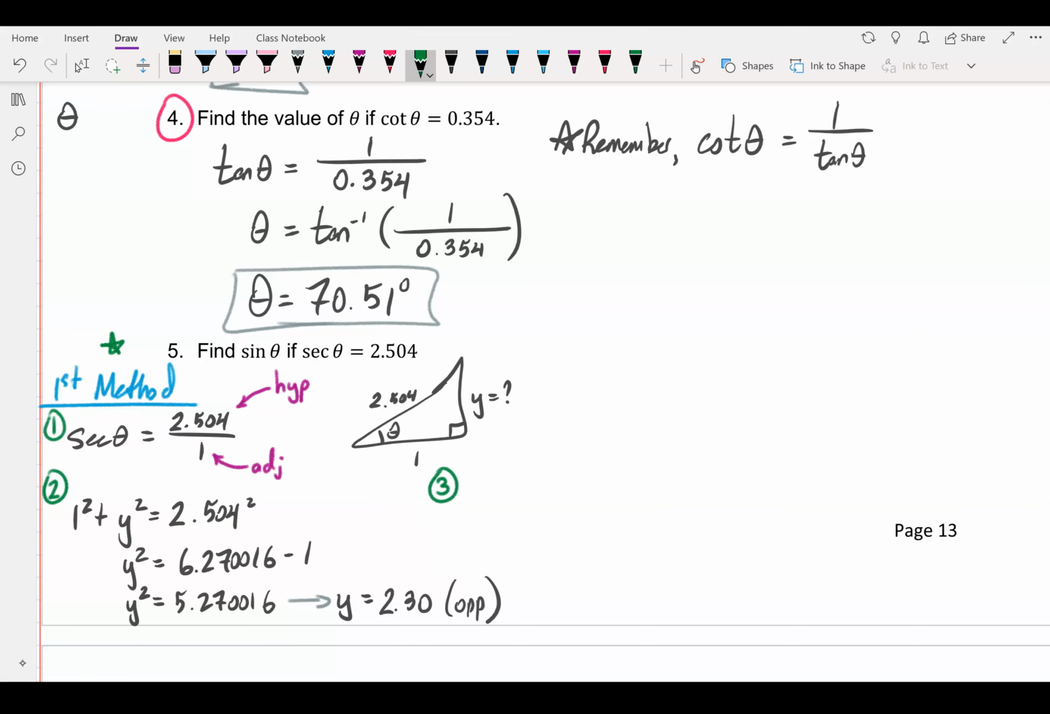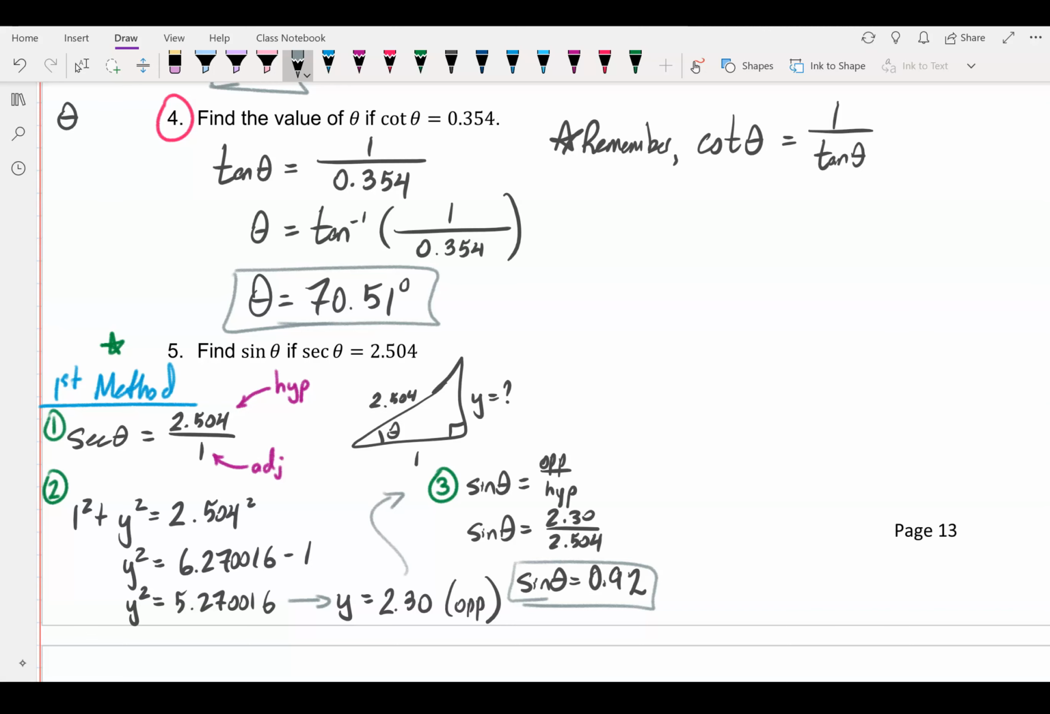The third step, now that I know the opposite side, is to set up sine. Remember, the question is find sine. I know that sine is the opposite over the hypotenuse, and now based on my given information, I know the opposite and the hypotenuse. The opposite is 2.30, and the hypotenuse is 2.504. And then you would say sine of theta equals 0.92. That's what it works out to. So quite a lot of work, and I get that. We go from secant, and then we try to use Pythagoras, and then we go ahead and use sine.